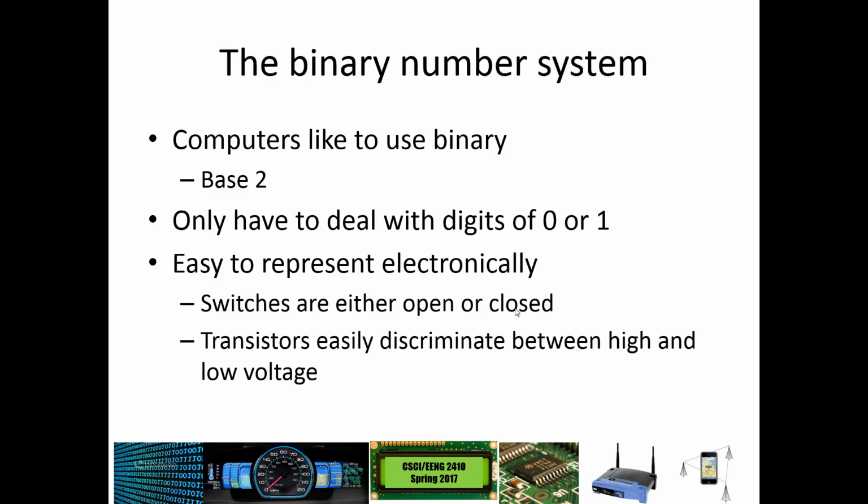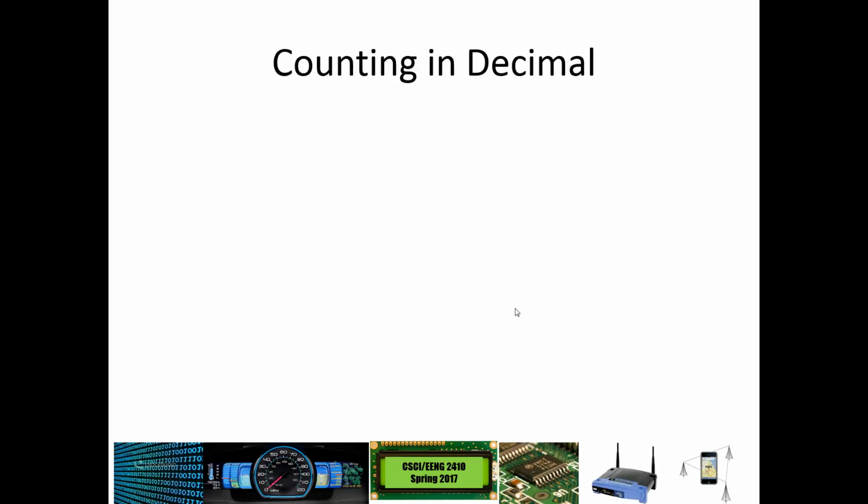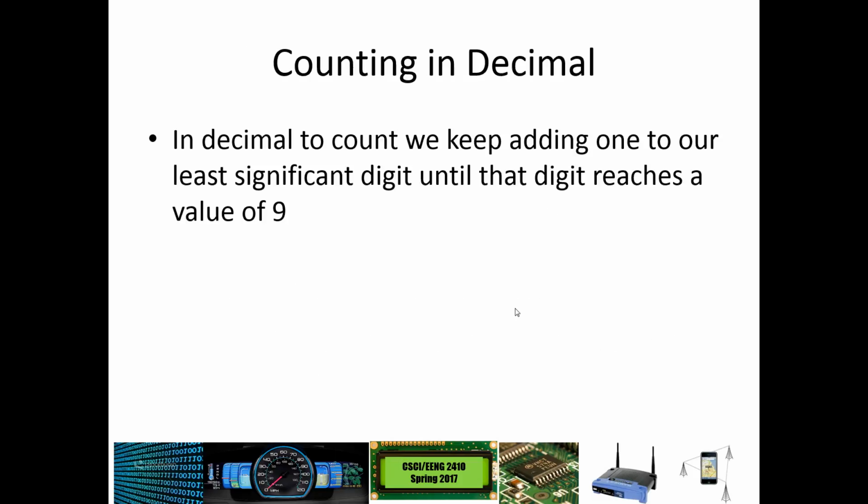And so in that case, we can clearly define the switch is either open or closed, 1 or 0. And so as we use those transistors to discriminate between different voltage levels, they can represent different numbers. So we can actually put together several different switches, several different bits, and they can be used together to represent different numbers. So how do we count in decimal?